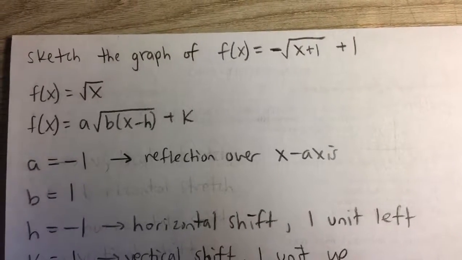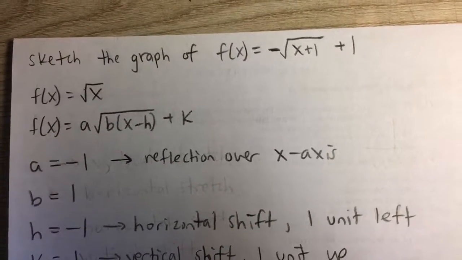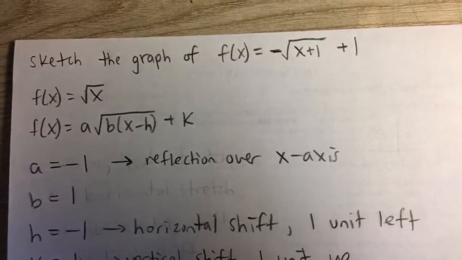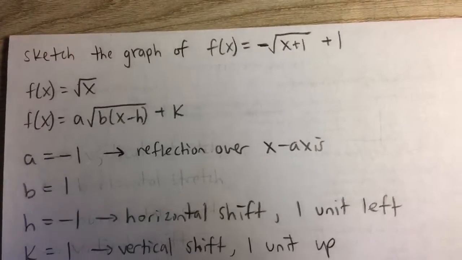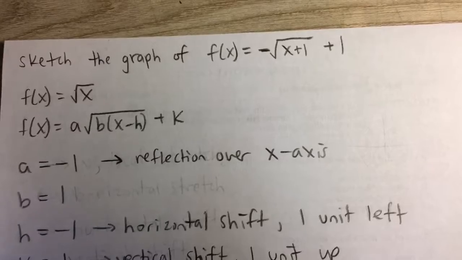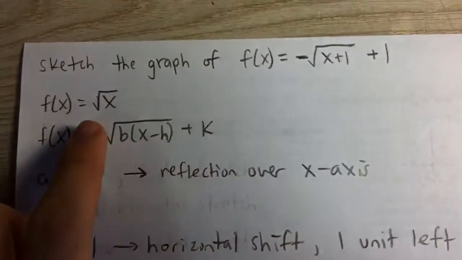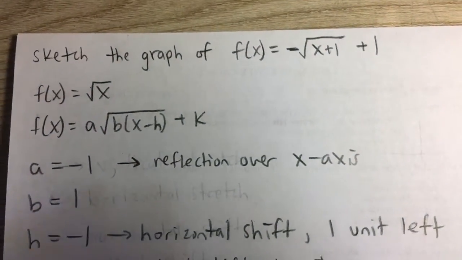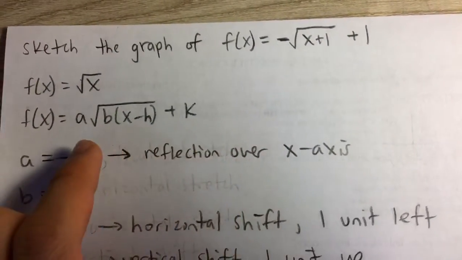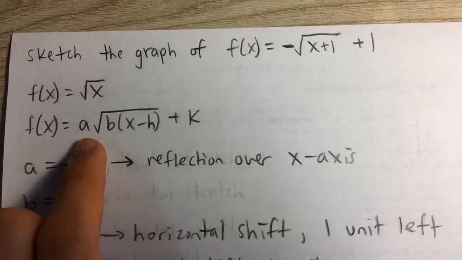Okay, so here we have to sketch the graph of f of x is equal to negative the square root of x plus 1, plus 1. To do this, we can compare this transformed graph of the square root function to the original square root function. And here's the general form of transformations.